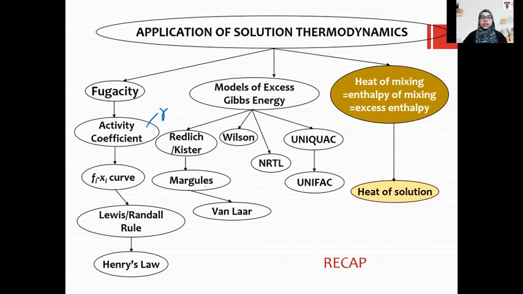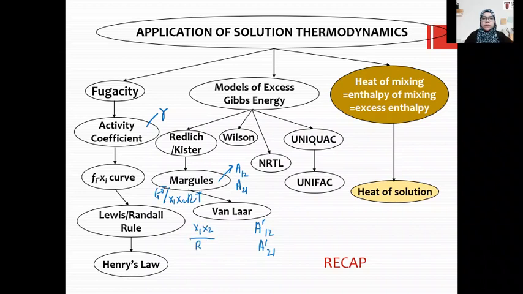From the Redlich-Kister, we have learned about the new equations: Margules and Van Laar. For the Margules, the constants are A12 and A21. And for the Van Laar, it has A'12 and A'21. It's based on GE over x1 x2 RT, and for Van Laar x1 x2 over GE/RT. So basically, this is what we have covered previously.